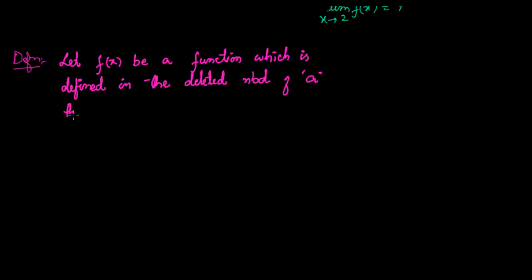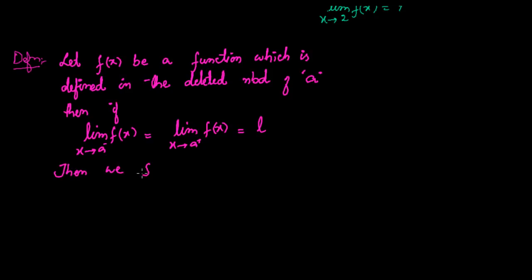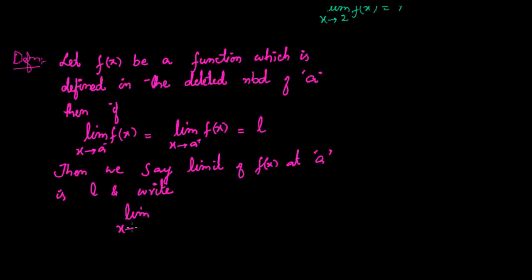then if limit x approaches a negative f(x), that is the left hand limit, is the same as limit x goes to a positive f(x), and is equal to L, then we say the limit of f(x) at a is L, and write limit x goes to a f(x) equals L.